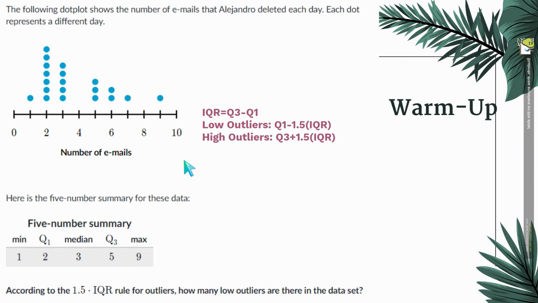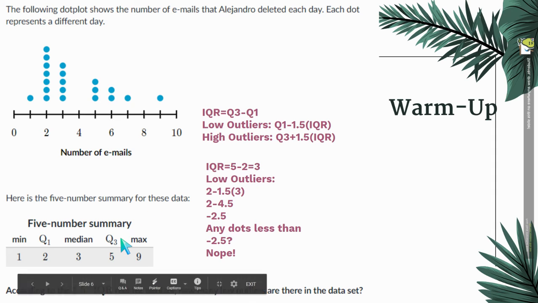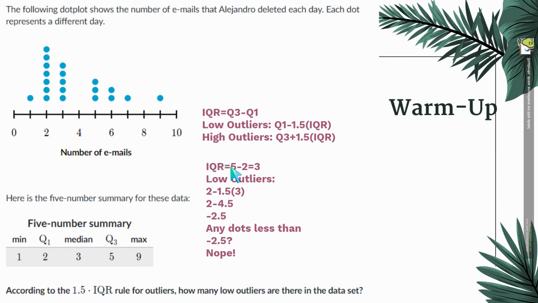So let's find low outliers first. Let's start by finding the IQR. We take 5 minus 2, because quartile 3 is 5 and quartile 1 is 2, and you should get 3. To find low outliers, we take quartile 1, which is 2, minus 1.5 times the IQR, which we calculated right here. Be sure that you multiply 1.5 times 3 first, and you should get 4.5. So now we have 2 minus 4.5. Now we can subtract, and you get negative 2.5.